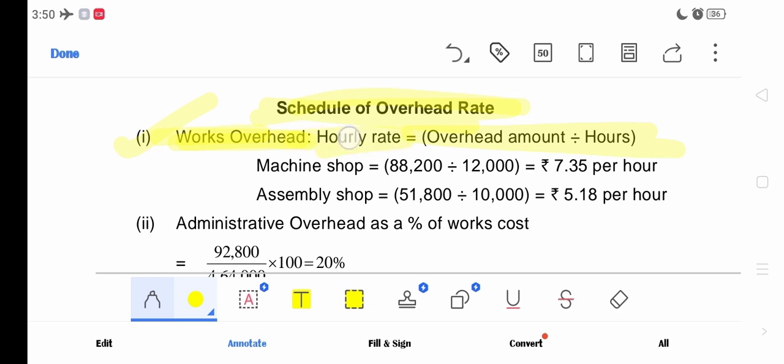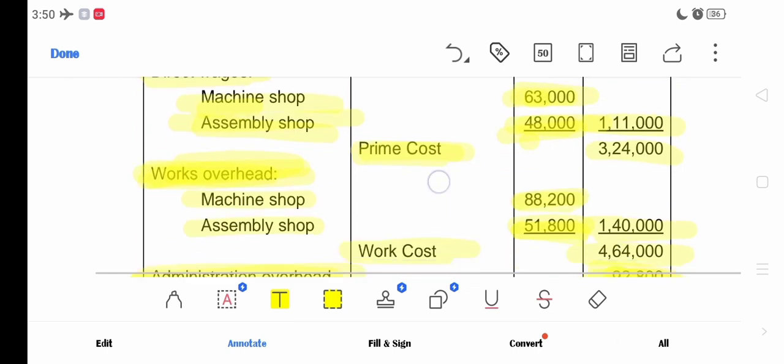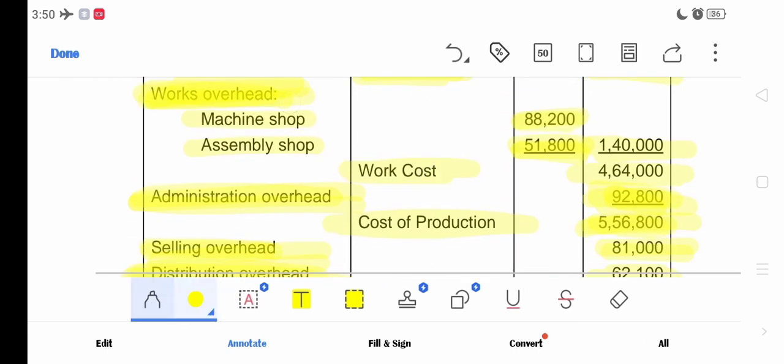No, hourly rate we want. We want the overhead rate. Overhead rate means what, guys? Overhead rate is the overhead expenses per hour. So if we divide the total overhead amount by the number of hours, we get the hourly rate. In works overhead there are two things, that is machine shop and assembly shop.